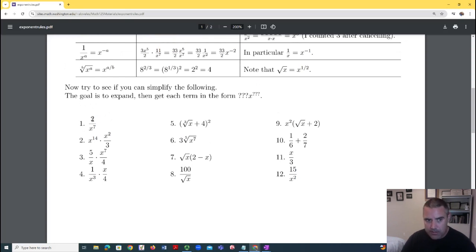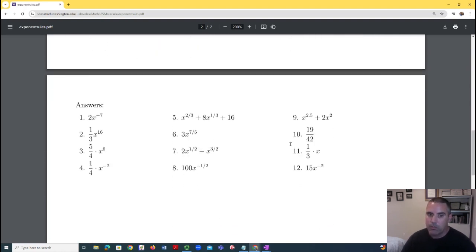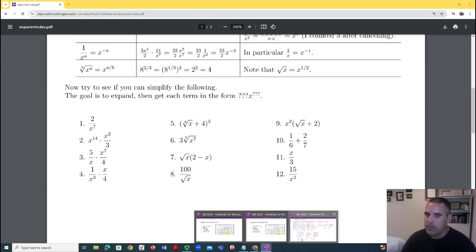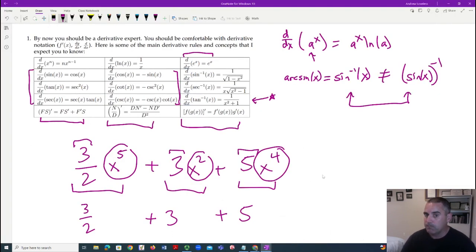The calculus student would write this as 2x to the negative 7. A calculus student would write this as 1/3 times x to the 16. You can play this game and see that you're comfortable and then see the answers here. That's step one: you need to be able to rewrite terms.